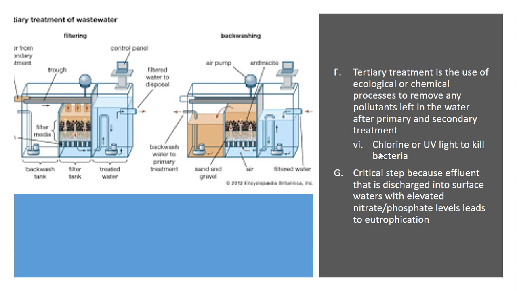So remember, as I was saying before, tertiary treatment is now going to be the use of some sort of chemical process in order to remove any pollutants that might be left as a result of our primary and secondary treatments. Most common ones are usually chlorine or maybe even UV light to kill any bacteria. And this is, remember, a critical step in the process of wastewater treatment, especially if the effluent is going to be discharged into any surface waters. And we also want to try and remove any excess nutrients like nitrates and phosphates at this form of treatment as well.